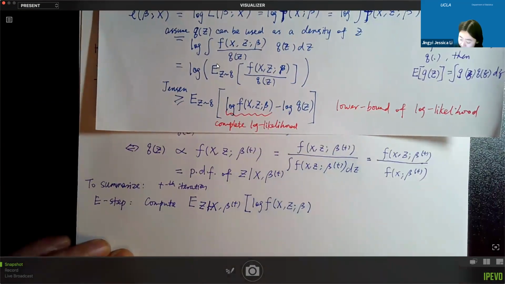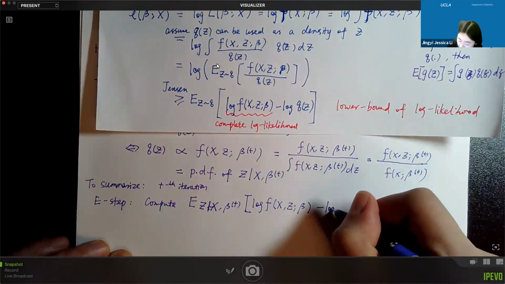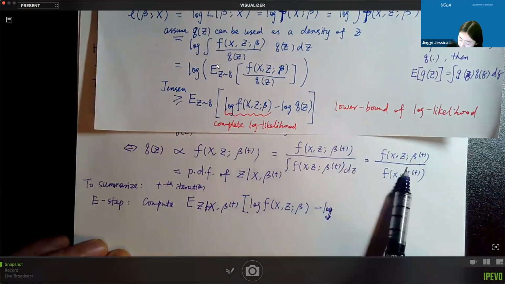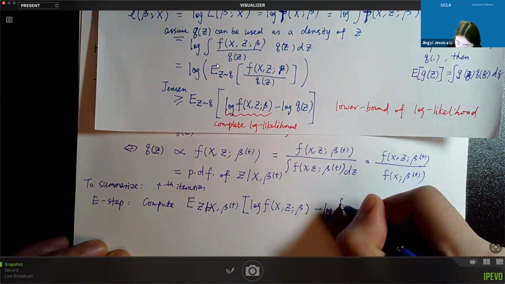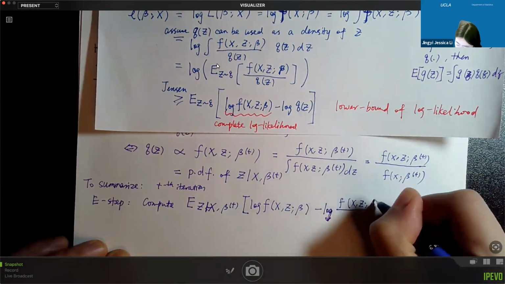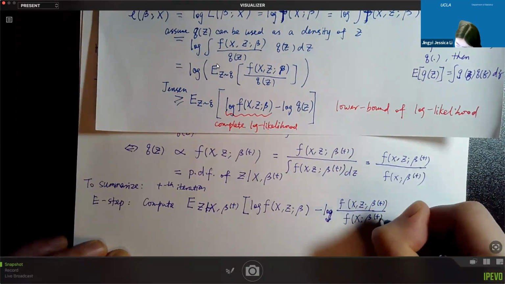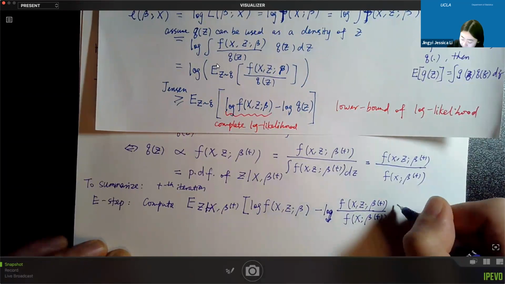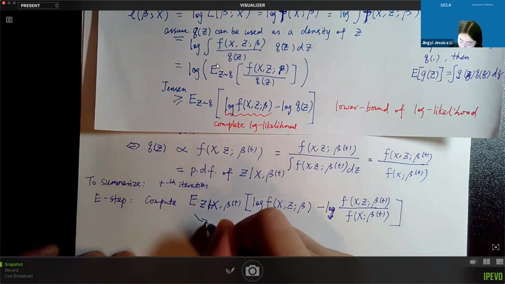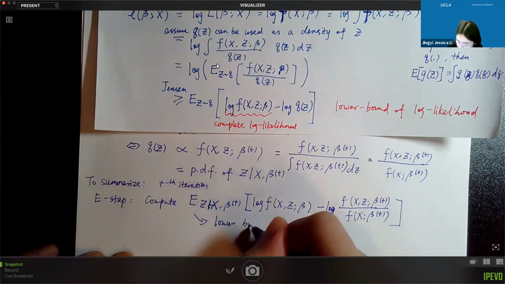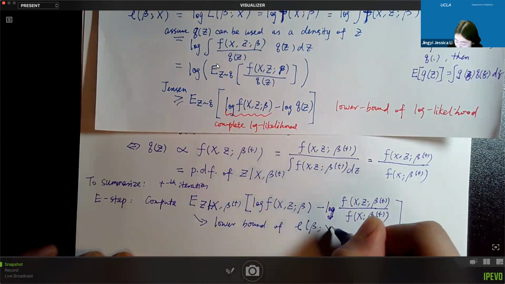So we have here, and we also have the log QZ. Basically QZ here would be this value. That's our QZ, so I just put it here: f(x, z, beta t) divided by f(x, beta t). You see, this part has nothing to do with z. That's the first step. We compute this. That's the lower bound. This is what we call a lower bound of the log likelihood of beta given x.